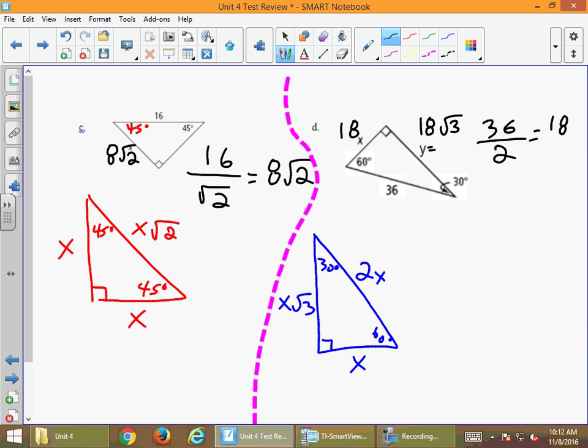So, done. Questions with those two? Identify the triangle, identify what piece you're given, and solve for those missing pieces.